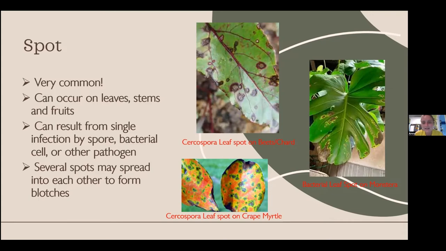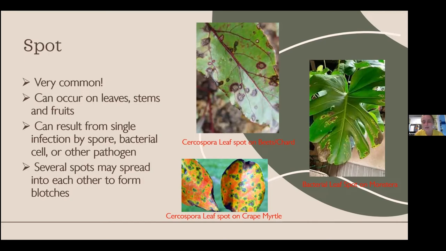Leaf spot is really, really common on beets and chard, especially. If anyone's growing beets and chard every winter in their garden, you're going to see this pop up. That's Cercospora leaf spot, and you see it's got kind of a purple ring around these little lesions. Down below, this is showing up now: Cercospora leaf spot on crepe myrtles.